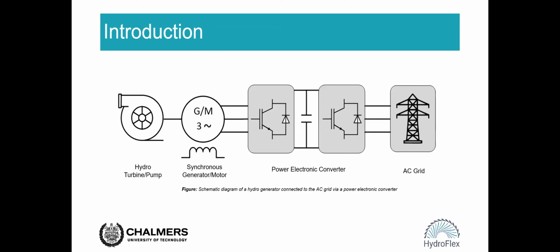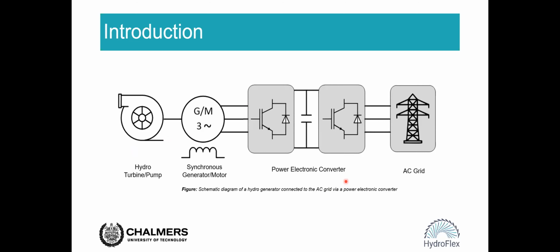First, let's have a quick look at the general schematic diagram of a converter-fed, variable speed pumped storage hydropower unit. As we can see, the unit contains a hydro turbine or pump. It's a reversible turbine, which is generally a Francis turbine in this case, and it has been greatly studied in Workbench 3. The turbine will drive a synchronous generator, which is connected to a power electronic converter.